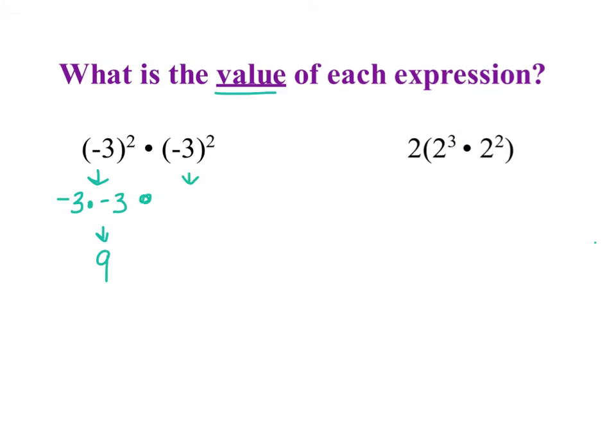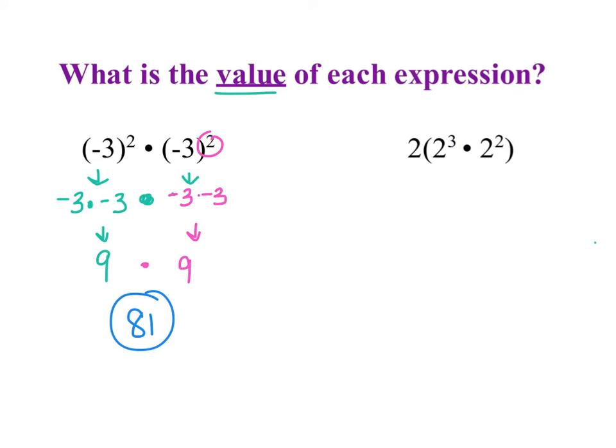This is the same thing. I'm going to multiply -3 times -3 because it's to the 2nd power, and I get positive 9. A negative times a negative is a positive. And then I multiply 9 times 9, so the value of that expression is 81. Value means the answer does not have any exponents. See if you can try number 2.